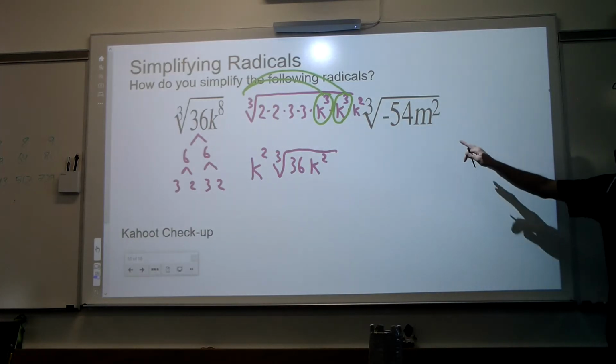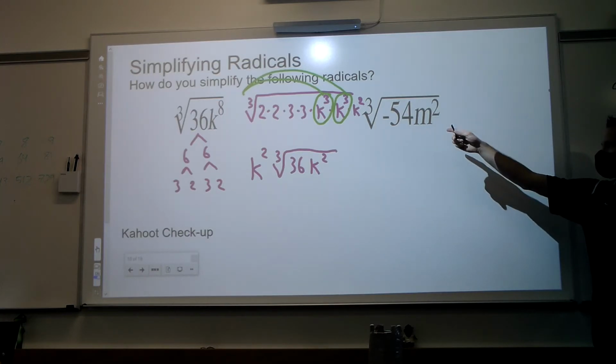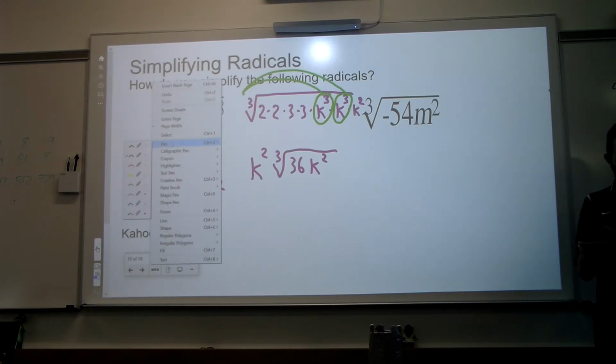Now look at this next problem here, guys. What does it have that none of the other ones have had before? Negative. We haven't had negatives with square roots because that would give us imaginary numbers. Yeah. Are negatives okay with cube roots? Yes. Let's talk about why.